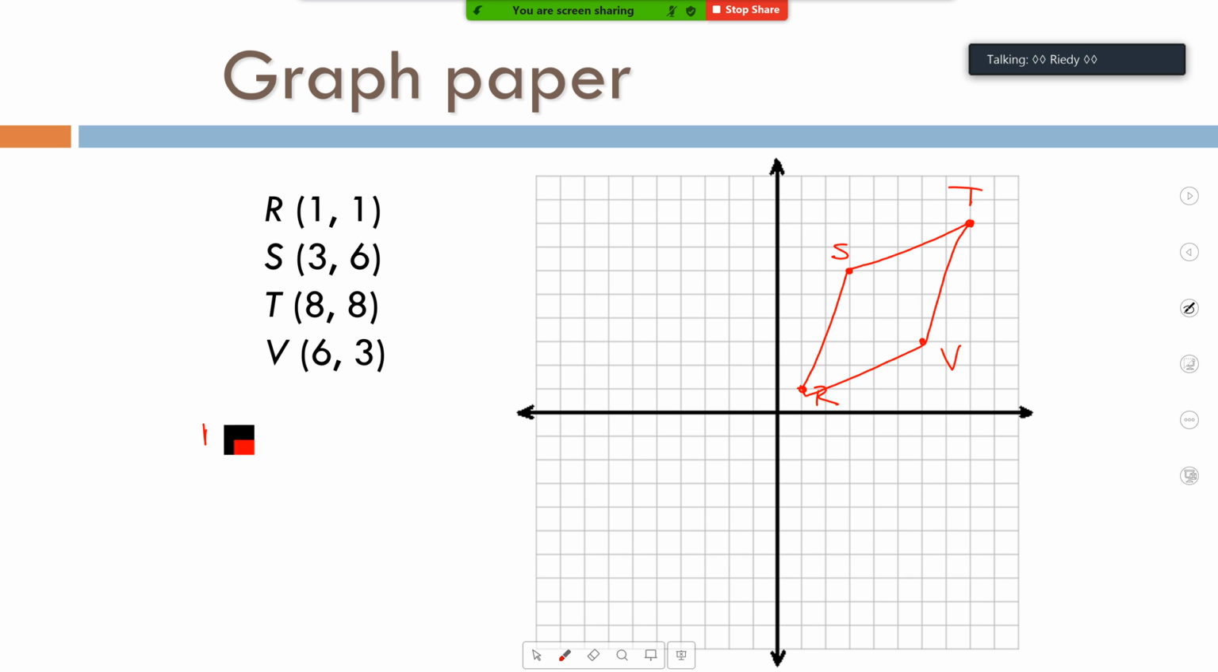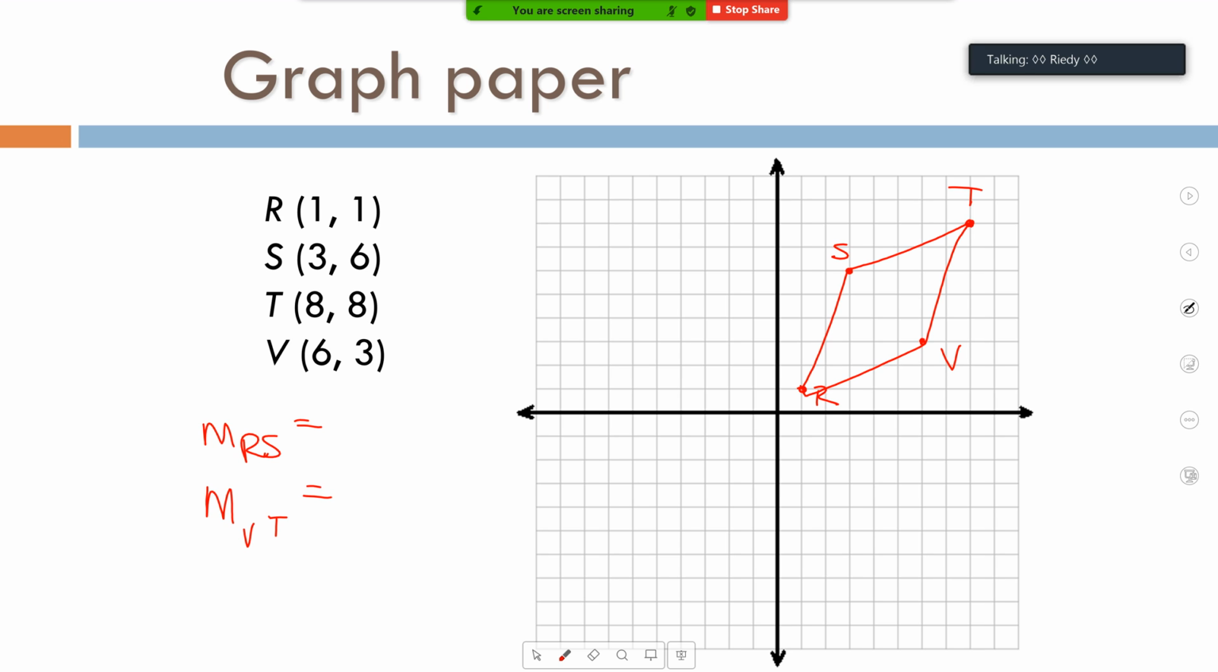Find the slope of RS. Find the slope of VT. See if they're the same value. Find the slope of ST. Find the slope of RV. If those match, it's parallel.